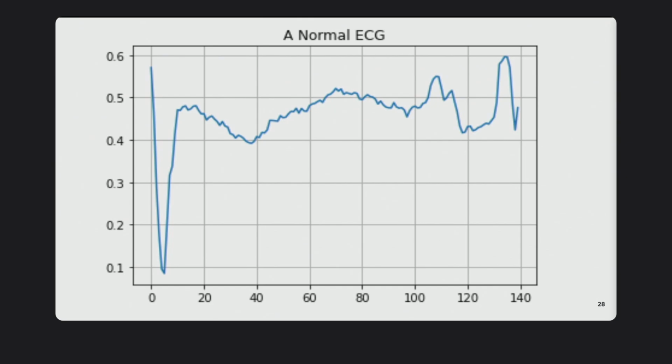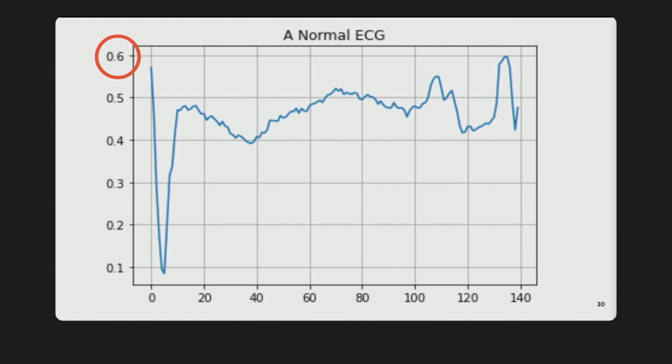So first of all, here's a normal ECG that I've shown, similar to one that I showed earlier on. And we want to understand the data of a normal ECG. It's a time series value. The one that we're getting from the data set that we're going to be using today has 140 points in it. So it's a time series value of 140 points. Those points are within a certain range, but we're going to normalize that to be between 0 and 1.